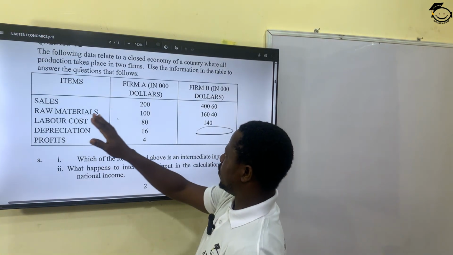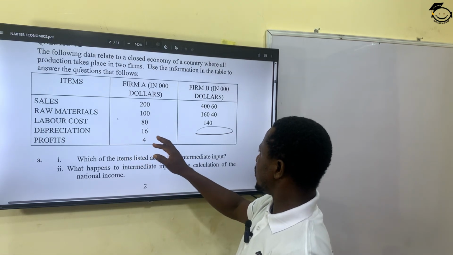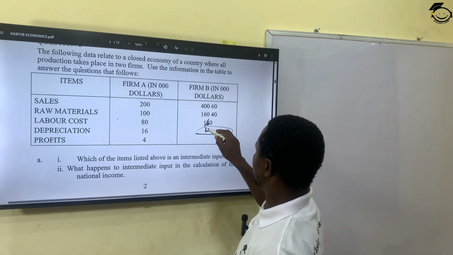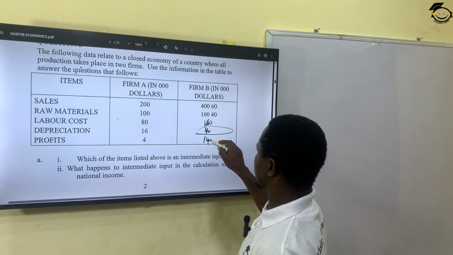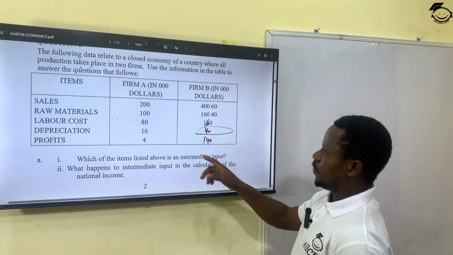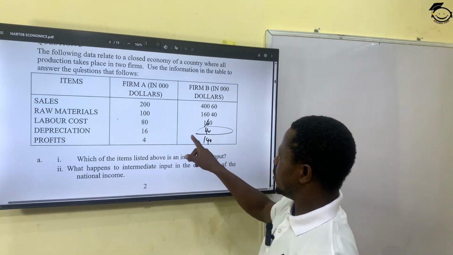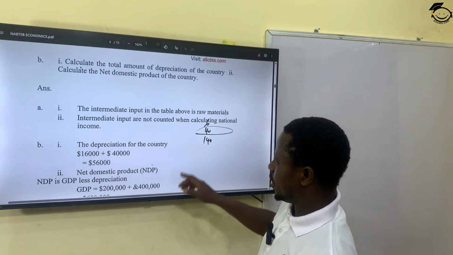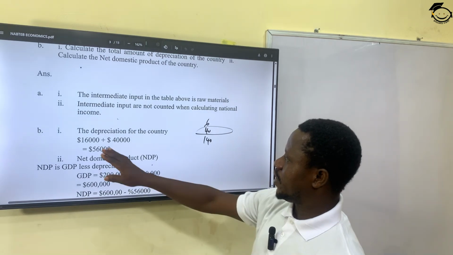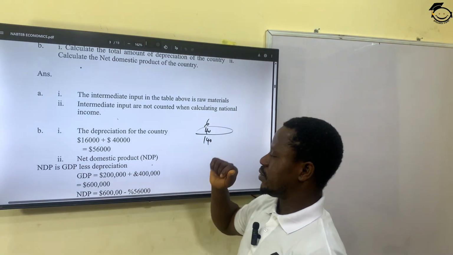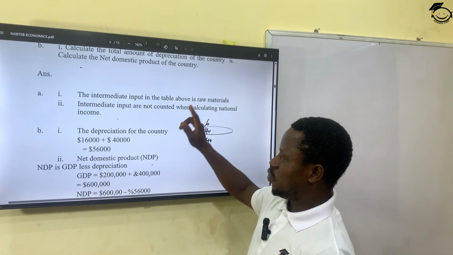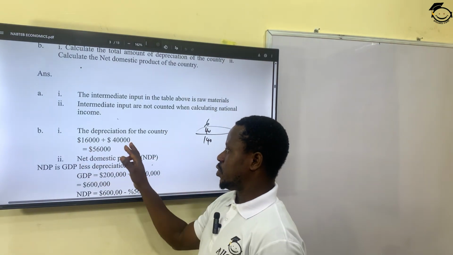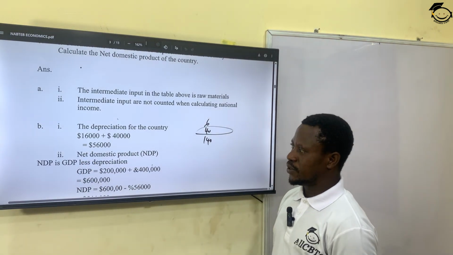Now, depreciation is stated for firm A is 16, and firm B, I think, this should be 60, 40, 140. Okay? So let's see. For firm A and firm B, let's put them together and check down there and confirm exactly what you are saying. Okay? So for firm A, we have $16,000, and for firm B, we have $40,000 in the depreciation as stated in the table above. So when you put it together, we have $56,000.